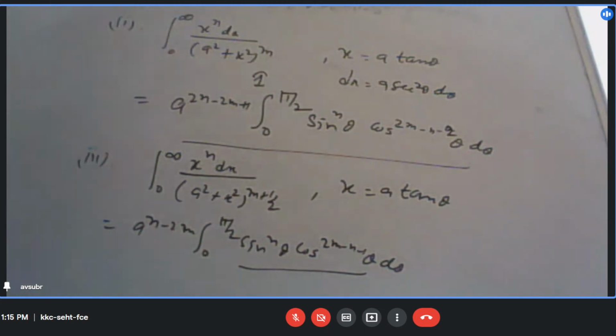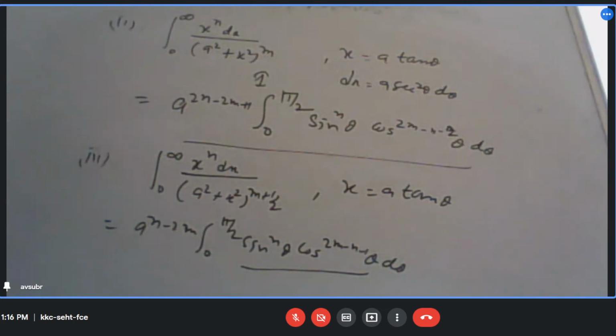All right, so we can easily solve it. So point is that these kind of integrations can be solved. In addition to this, यहाँ तक समझ में आ गया सबको? Yes, sir.